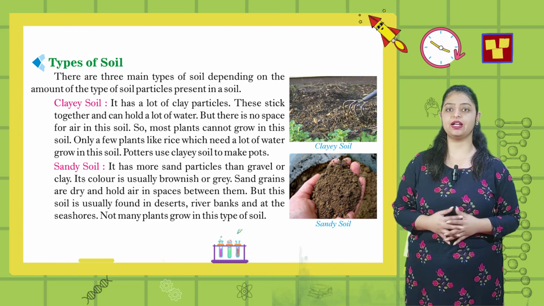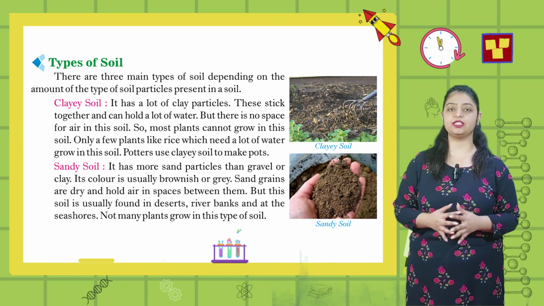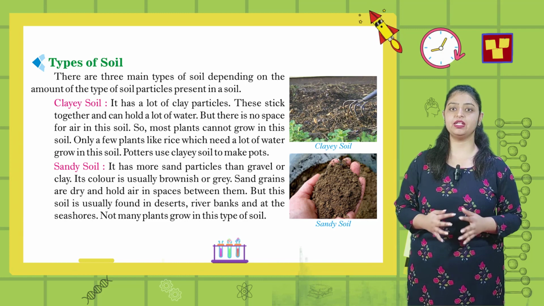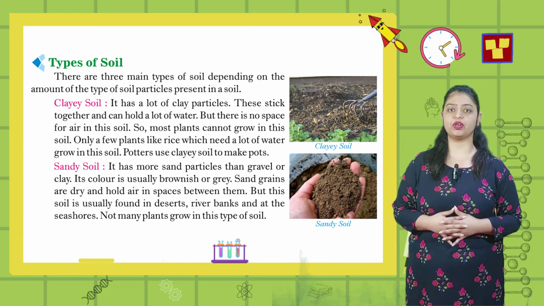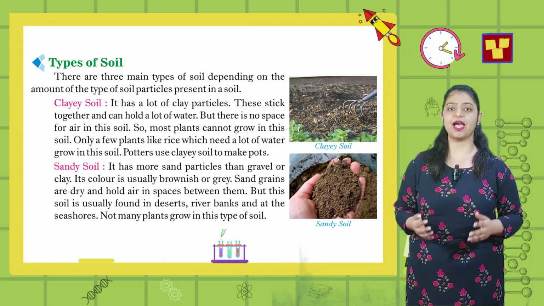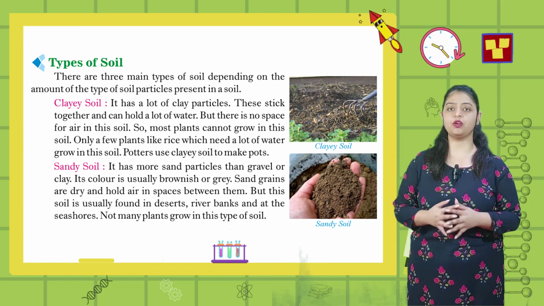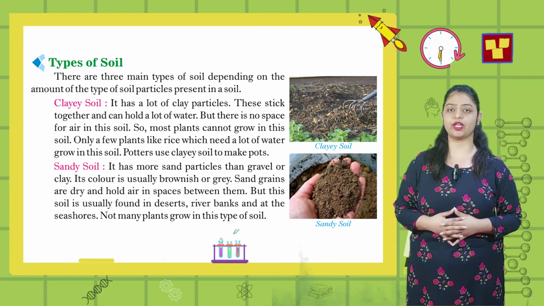Sand grains are dry and hold air in spaces between them. But this soil is usually found in deserts, riverbanks, and at the seashores. Not many plants grow in this type of soil.